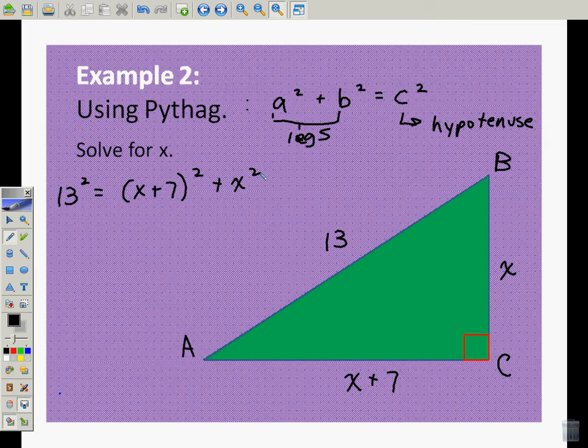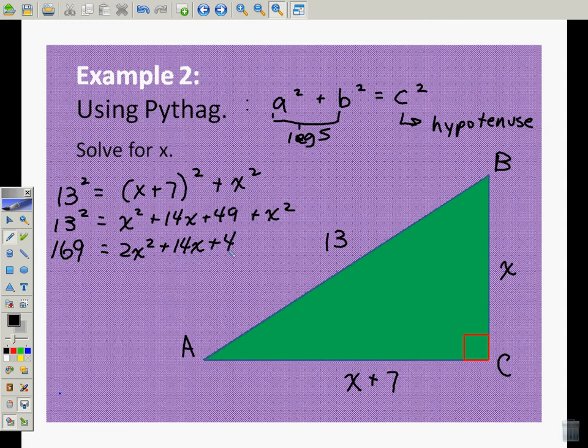Okay, so what do we have here? Well, if we expand this out, X plus 7 squared is going to be X squared plus 14X plus 49, plus X squared. I use the FOIL method to get my X squared plus 14X plus 49. And then I'm going to simplify. Okay, so 13 squared is equal to 169. Maybe I'll just go ahead and put that in right away. So this is going to be 169 is equal to 2x squared plus 14x plus 49.